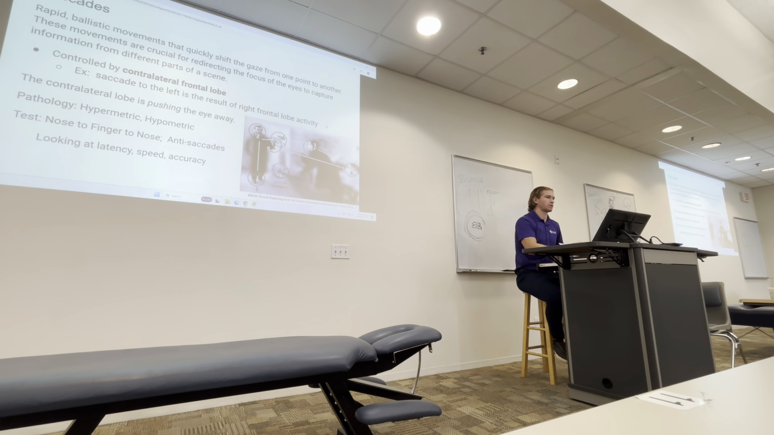Saccades are those quick jumps, like if someone walks in the door right now and your eyes shoot over because they hear a noise, those are going to correlate to the contralateral frontal lobe. So if my finger's over here, I'm looking straight, then I jump to the right real quick, that's going to be from the left frontal lobe. So pursuits, same side parietal, saccades, contralateral frontal.